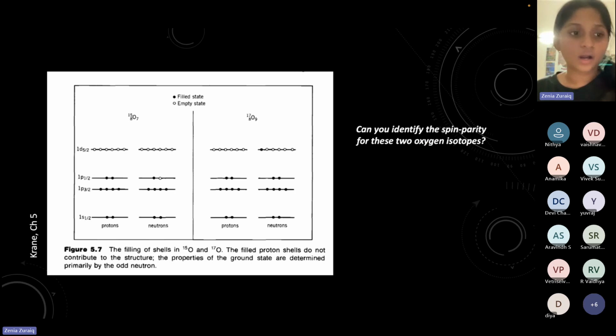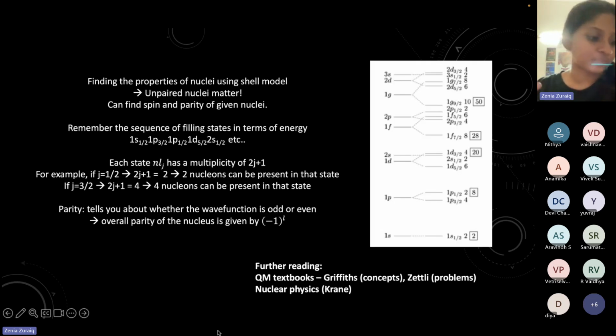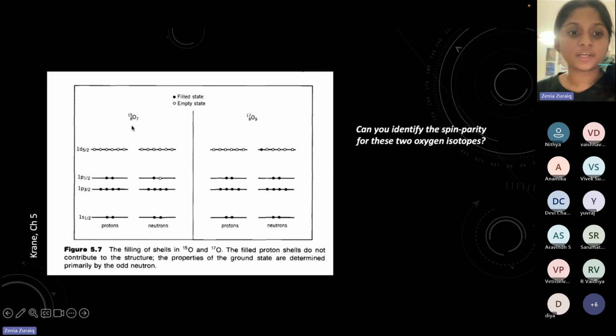So before moving to our problem section, this time we have had a long introduction, but before moving to the problem section, this is a figure I took from Krane chapter 5, which I just now mentioned. You can see here the filled and empty states of two isotopes of oxygen, oxygen 15 and oxygen 17. Here they have said that the filled proton shells do not contribute to the structure. The properties of the ground state are determined primarily by the odd neutron. So here you don't even have to apply the sequence or anything. The states and how they are filled is already given to you. I just want you to identify the spin parity for these two oxygen isotopes, and this should not take even 2 minutes. The answer is in front of you.